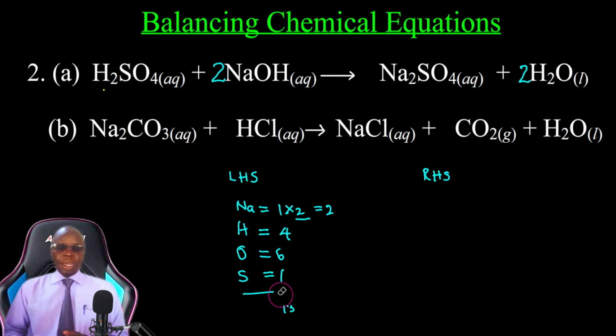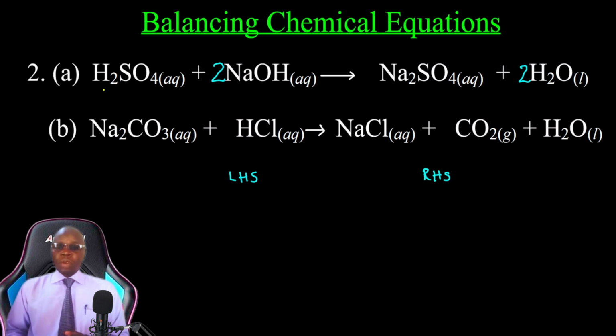We need to go ahead and write the elements from equation number 2. In equation number 2, we have sodium carbonate in aqueous form reacting with hydrochloric acid to give us this salt, that is sodium chloride, plus carbon dioxide gas and water. So we also need to identify the number of elements in this equation.